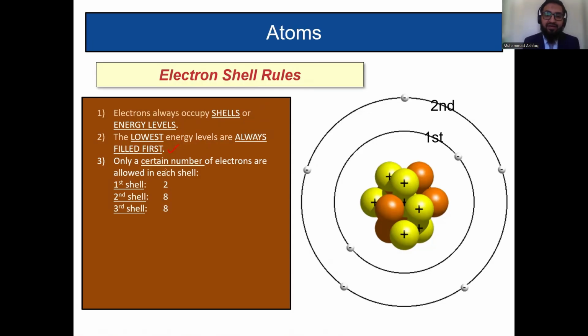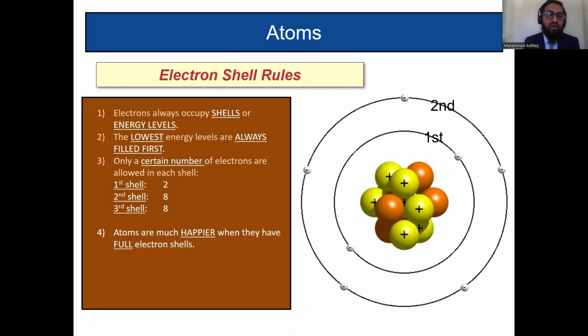While the number of electrons they can accommodate depends upon this rule. So the first shell has a maximum of 2 electrons. This is the capacity. Then the second shell holds 8, and the third shell also accommodates a maximum of 8 electrons. That's the rule.